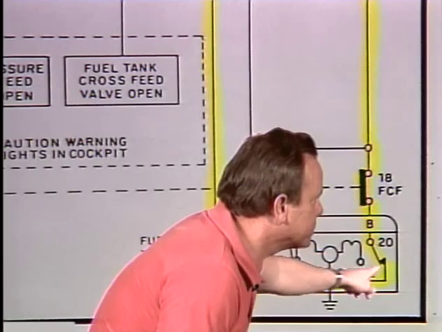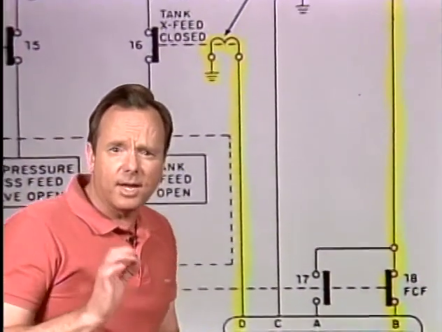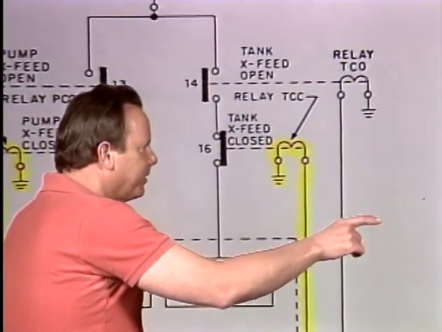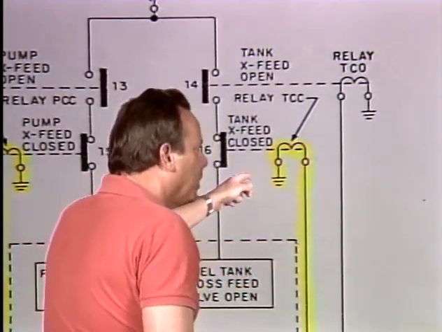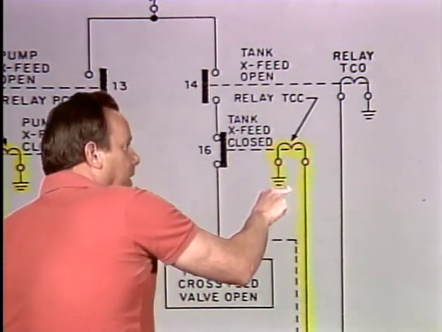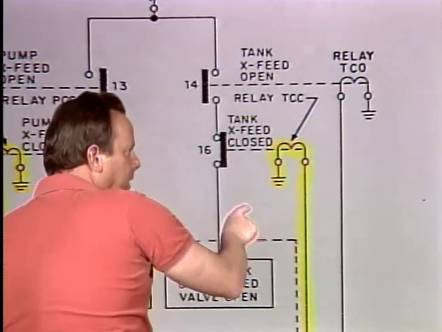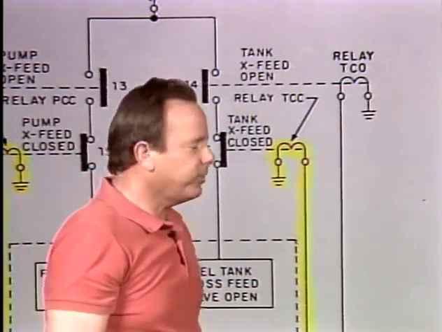We'll go through this switch, and we'll go across here, and we'll come up here, and let's see if we have power on any relay. And son of a gun, we do. We have power on this relay right here, which is the TCC relay. So we do have power on that TCC relay, and that means this switch would open, and the fuel tank crossfeed valve light would not come on.